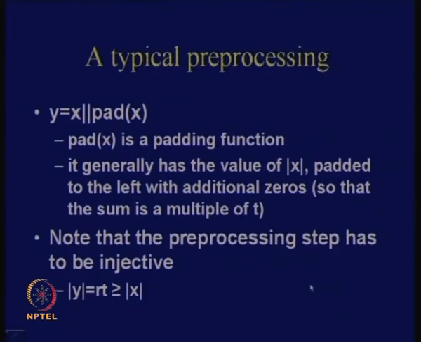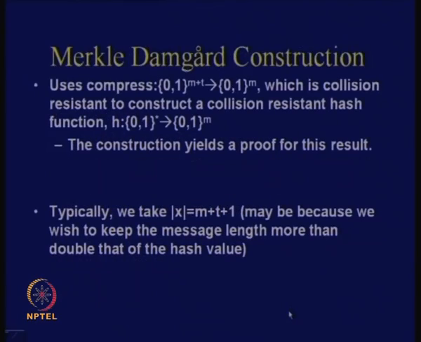So collision creating should be quite easy in that case. Therefore, you have to ensure that the preprocessing step is actually a one-to-one mapping. Okay. So you note that the preprocessing step has to be injective, and therefore you see that mod of y, that is the number of values in y, is actually equal to RT, which is greater than the number of values in x. So this is necessary for one-to-one transformation, right? This cannot be lesser than mod of x. Okay. So these are some minor points.